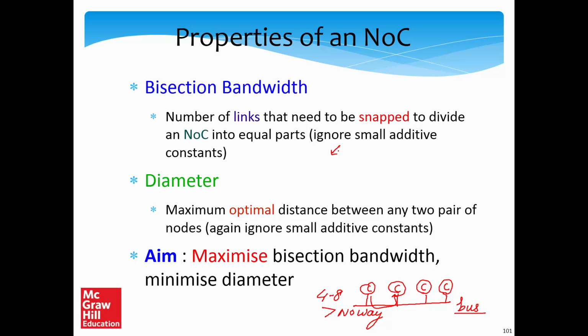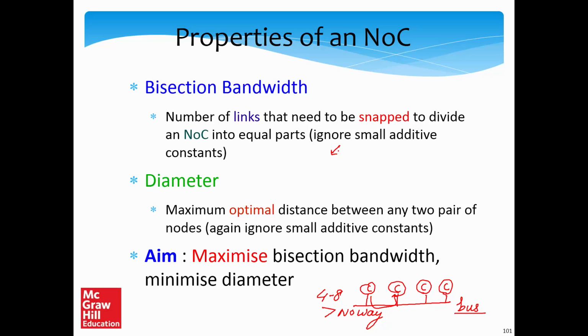For example, if there is an odd number of nodes, right? Let's say I have 17 nodes. Then one side will have 8, the other side will have 9. So let's ignore those small differences. But essentially, what is the number of links? So again, what is the minimum number of links, the minimum number of links that need to be cut to actually partition the network?